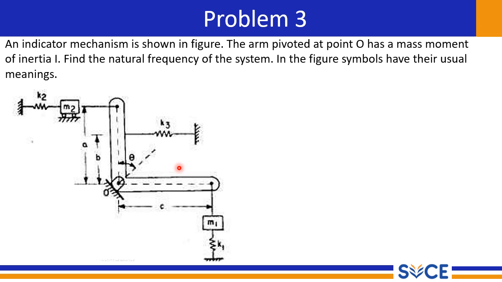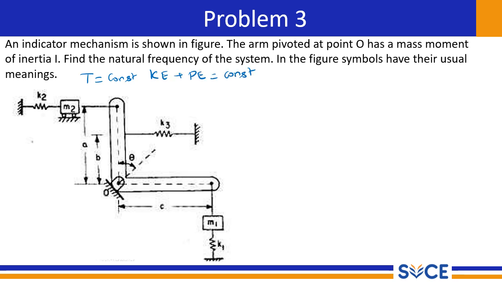Let me focus on the energy method. What is the energy method telling? The energy method is telling us the total energy is going to be constant. What are the total energies? Kinetic energy plus potential energy in the system is going to be constant.